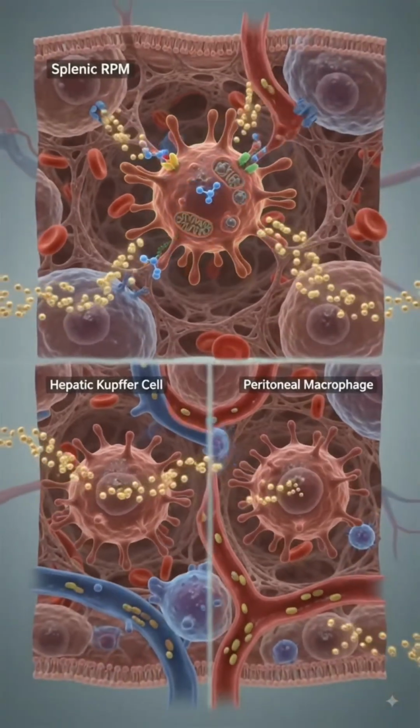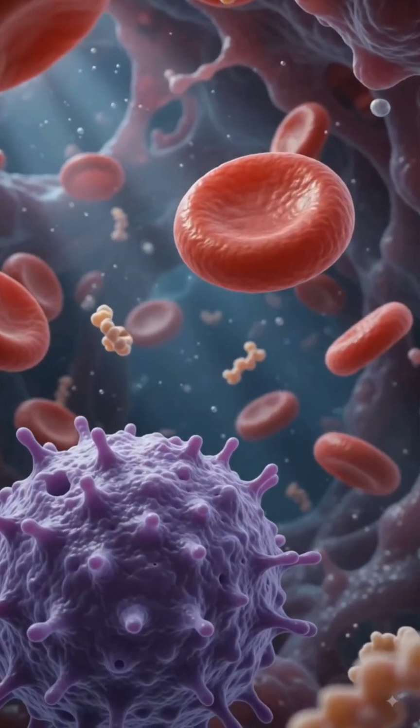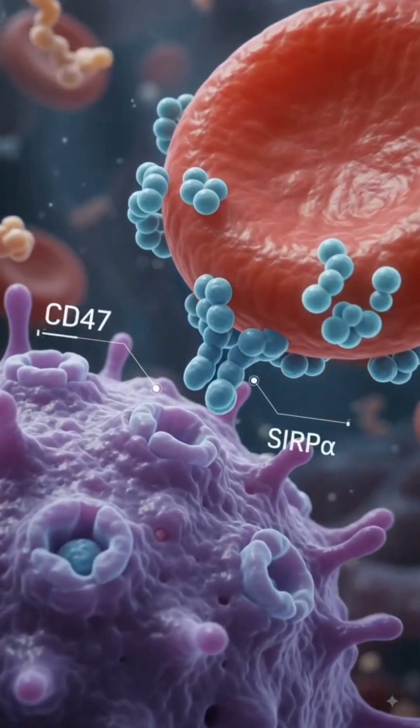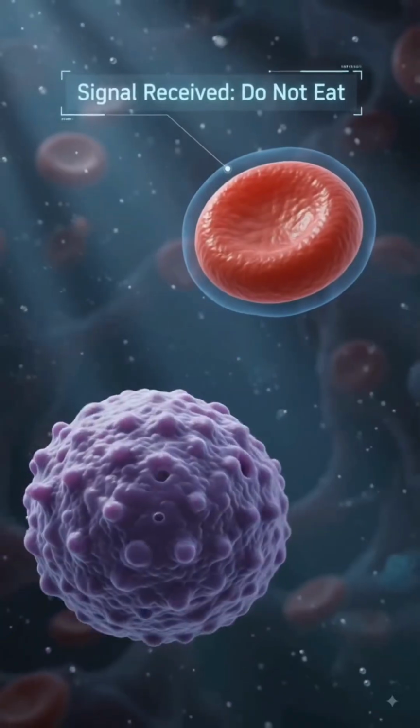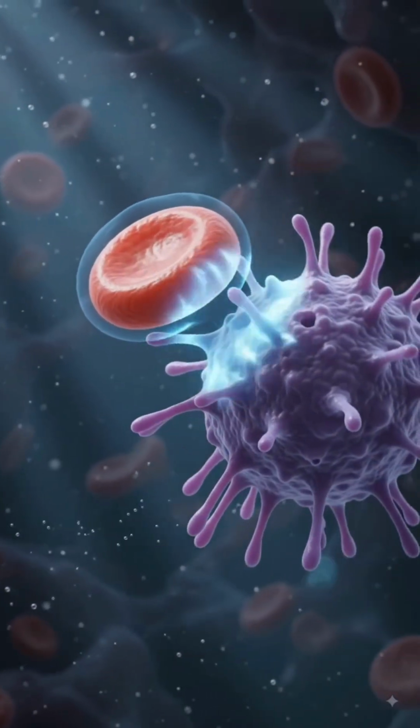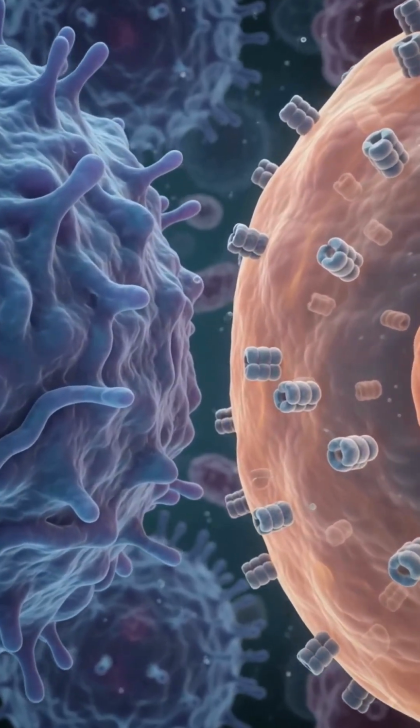This program is unique to splenic RPMs. The primary pathway governing this self-recognition is the CD47-SIRP alpha axis. This checkpoint prevents autoimmunological attacks on healthy tissue. CD47 is a marker of self on host cells.